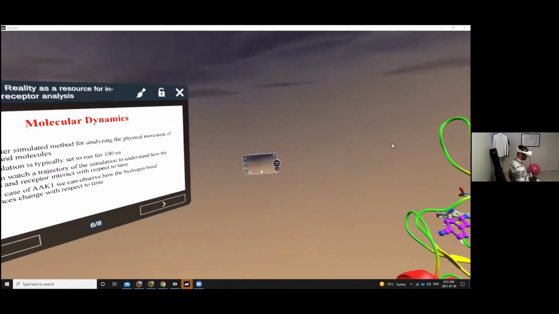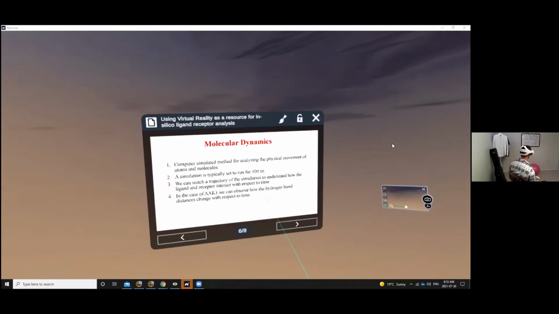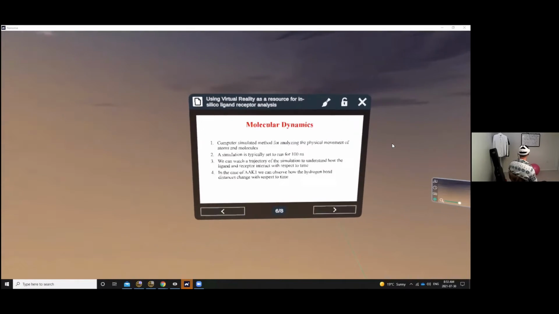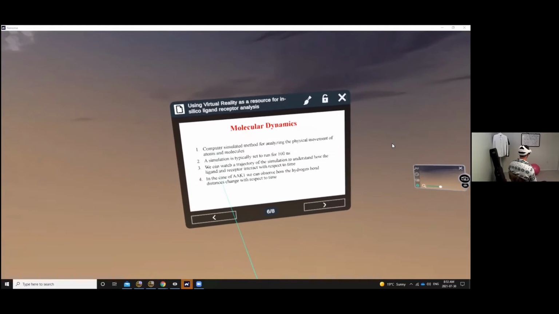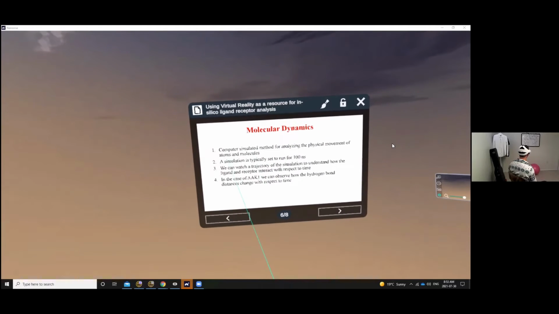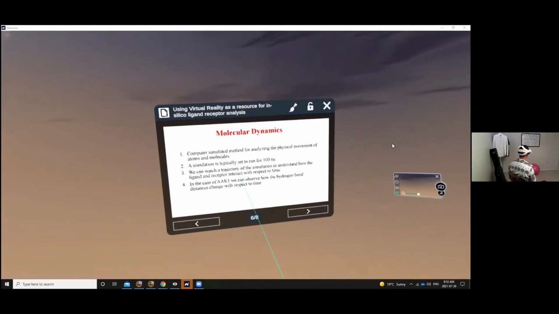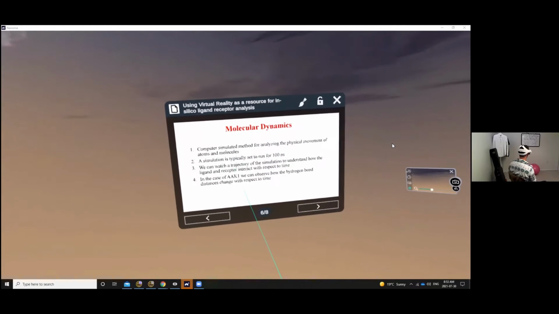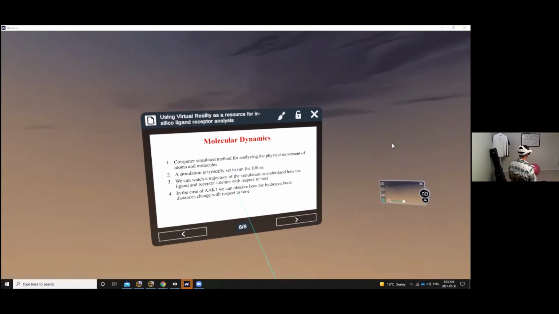The next thing to look at is molecular dynamics in VR. We actually had a nice MD simulation workshop yesterday on this, so I won't bore you too much with MD simulation talk. It's a computer simulated method for analyzing the physical movement of atoms and molecules. Kalyani could probably correct me on this. The simulation was set to run for about 100 nanoseconds. We can watch a trajectory of the simulation to understand how the ligand and receptor interact with respect to time.